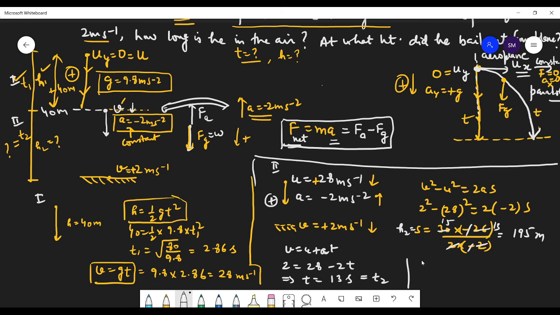So now your total height H is equals to H1 plus H2. So that's 40 meter plus 195 meter. So this comes out to be 235 meters, and total time is equals to T1 plus T2. That comes out to be 2.86 plus 13 seconds, and this will come out to be 15.86.